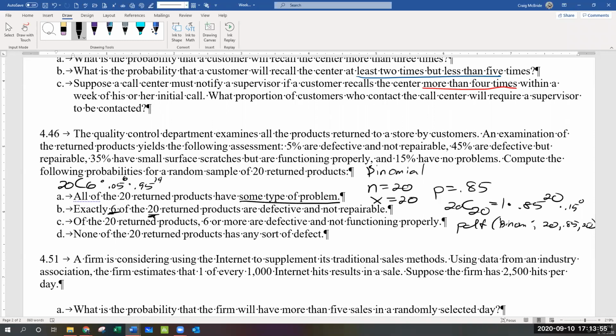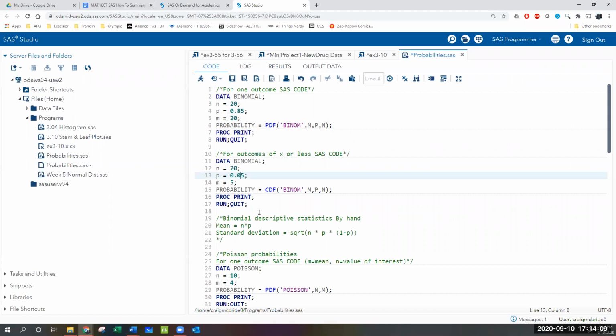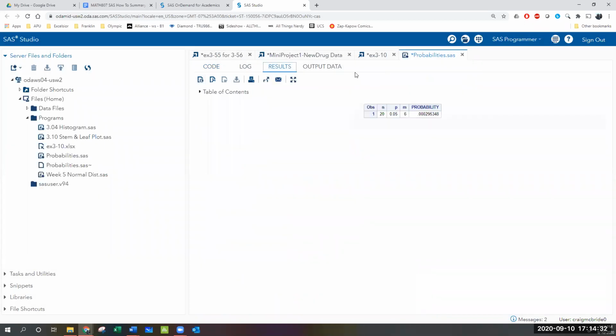And you would have to do that by hand, or very easily in technology. Our success was 5%, and we wanted exactly 6 out of 20 successes. And if we run this one, oh, that's a CDF, sorry. Exactly 6 out of 20. So we have to do the PDF, not the CDF. And we run this one, and there's our answer for that one.